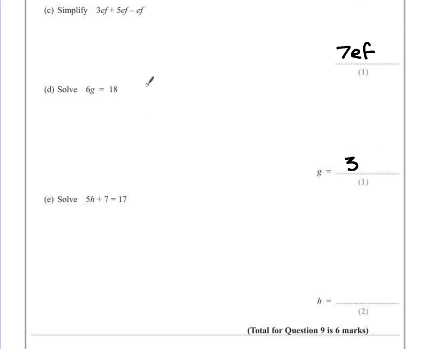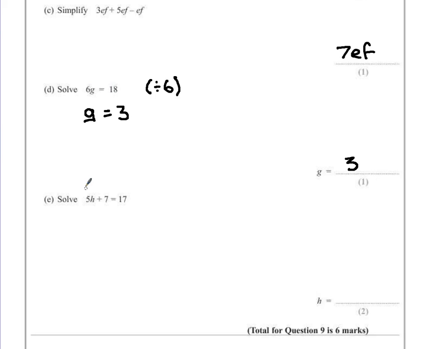If not, we can use something which is called inverse operations. 6 times G, so to undo that 6 times, we're going to divide by 6. So if we do that on the left, 6 divided by 6 leaves us with 1, so that's just G on its own. And we've got 18 divided by 6 is 3. Gives us the same answer. Double check it. 6 times 3 is 18.